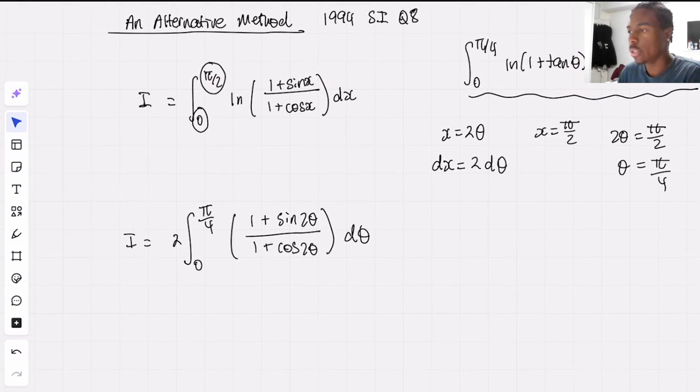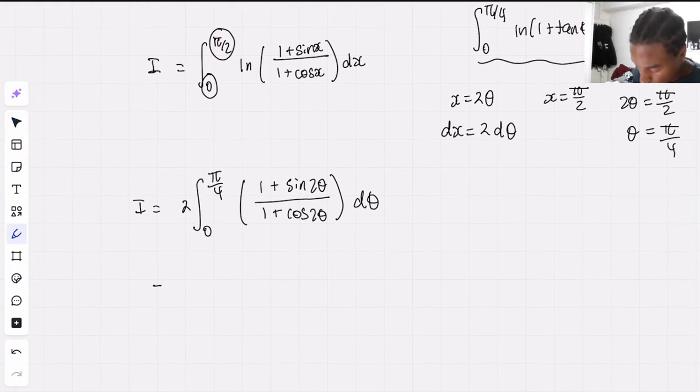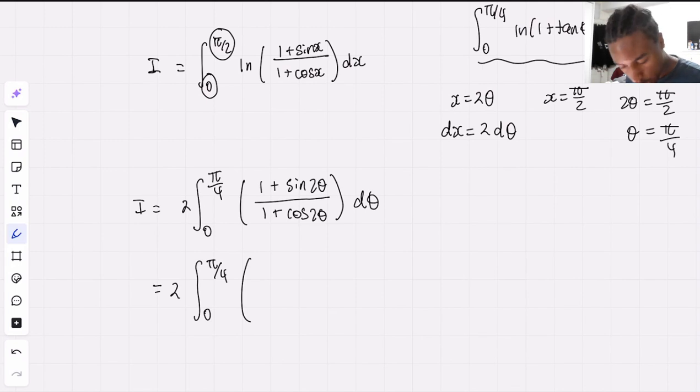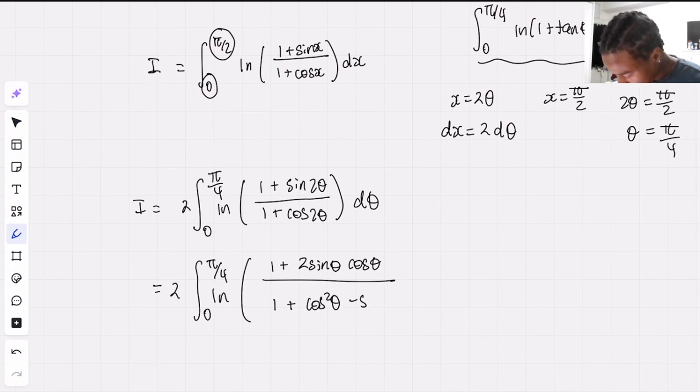So now we're going to try and manipulate this integral. Now I'm seeing 1 plus sine 2 theta, so I should immediately be thinking compound angle formulae. So this is going to be 2 times the integral of ln of 1 plus 2 sine theta cos theta over, oh, and I forgot the ln, apologies, over 1 plus cos squared theta minus sine squared theta d theta.